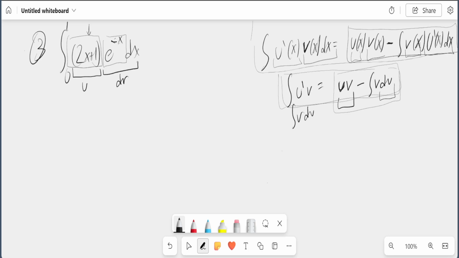Again, a pattern you'll notice is that our dv, when we take the integral, it doesn't get simpler. That doesn't always have to be the case. I don't want to say that's always going to be the case, because there might be some cases where that's not true, but generally that's what happens. So then u is equal to 2x plus 1, du is equal to 2 dx. dv is equal to e to the negative x dx. v is equal to negative e to the negative x, right?